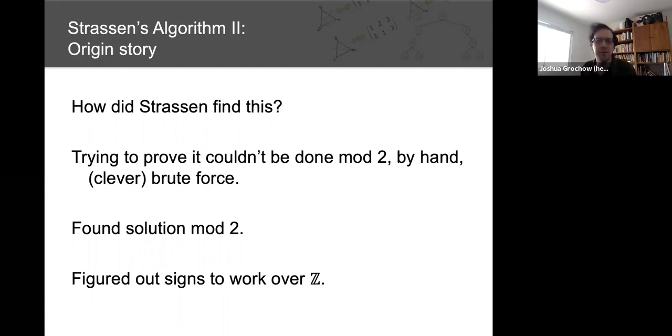You can start trying to do that if you're working, say, mod 2. You can try to do it by hand. There are only so many possibilities, and that's what he was doing. And then he found a solution that worked mod 2 with only 7 products. Then you can mess around with the signs to get them to work out so that it works in characteristic 0. In fact, all of the coefficients are plus or minus 1, and so Strassen's algorithm works over any ring, which is a thing we'll come back to in a bit.